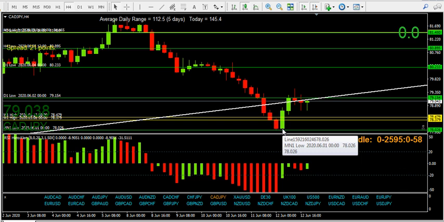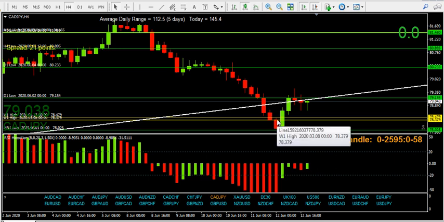That is a lower low than that one there. The low is 78.03. The low of that one is 78.026. This is the ultimate low. It has busted, broken and closed through the high of that candle there.